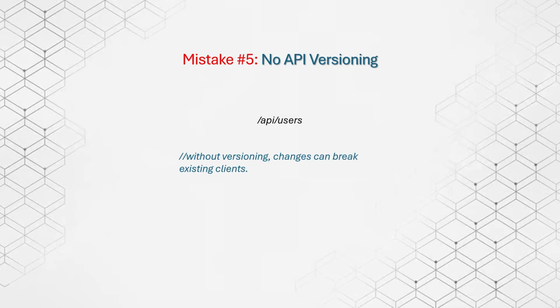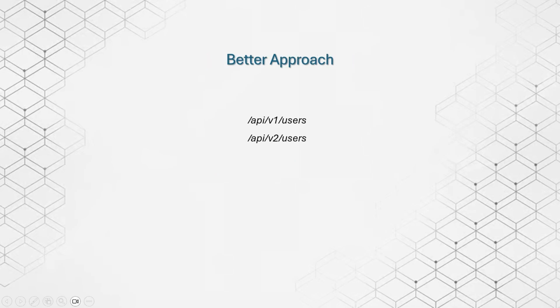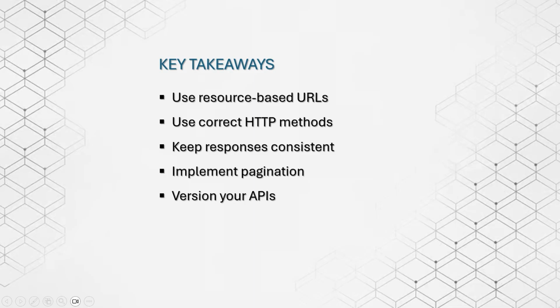APIs evolve over time. Without versioning, changes can break existing clients. Versioning allows APIs to evolve while maintaining backward compatibility. Let's quickly recap the key points from this lesson.